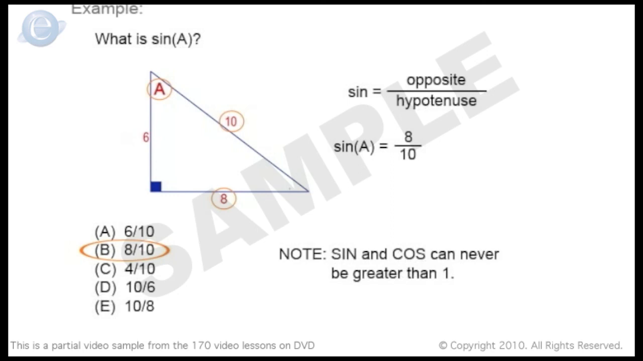So even if you get stuck on the exam, if you're solving for sine or cosine, you can eliminate any answer that's equal to or greater than 1. For example, if one of your answer choices was 10 divided by 8, you could eliminate that because you would know that a side is never greater than the hypotenuse.